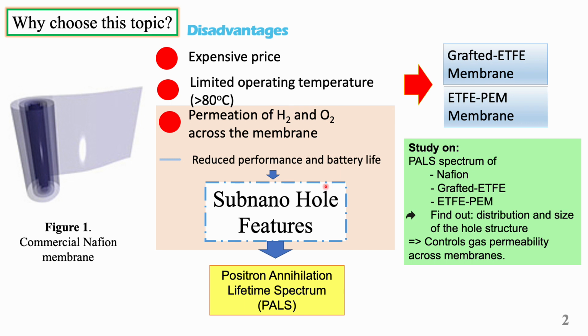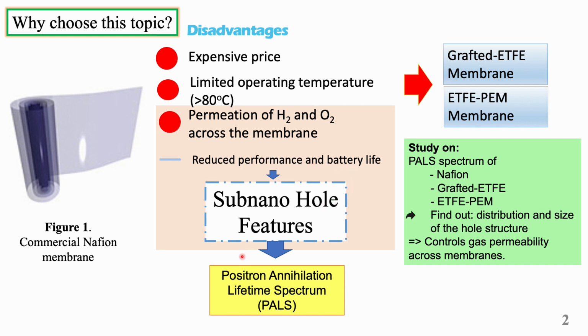The current commercial proton membrane is Nafion. However, this membrane has some disadvantages, such as expensive price, limited operating temperature above 80 degrees Celsius, and permeation of hydrogen and oxygen across the membrane. This could reduce performance and battery life.